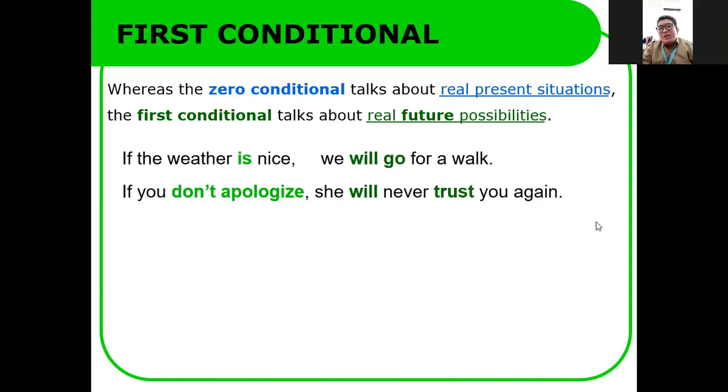If the weather is nice, we will go for a walk. If you don't apologize, she will never trust you again. Okay, so there's the possibility that they will go for a walk if the weather is nice. Gitu ya. Jadi mereka akan pergi jalan-jalan kalau cuacanya bagus. Jadi ada kemungkinan mereka pergi jalan-jalan. If you don't apologize, she will never trust you again. Ada kemungkinan, ya, there's the possibility that she will never trust you again. Ada kemungkinan bahwa dia tidak akan percaya you lagi kalau you tidak minta maaf. Okay? So this sentence talk about future possibilities, kemungkinan-kemungkinan yang akan terjadi di masa mendatang.